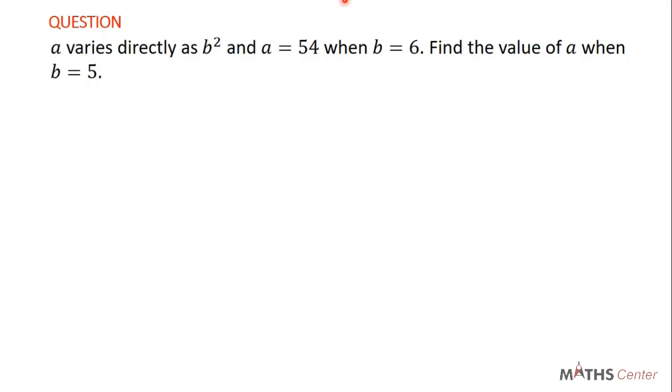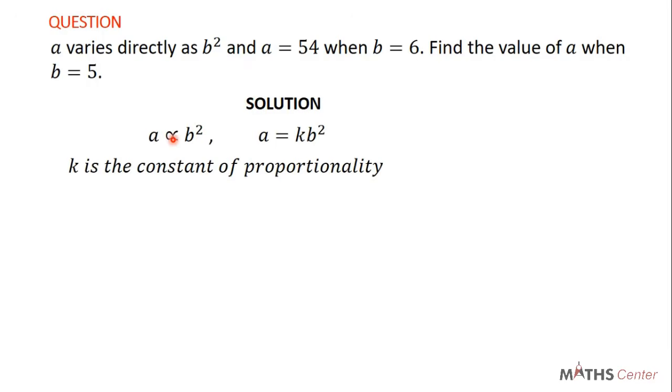So we are being told that a varies directly as b squared. What that means is that a is proportional to b squared. And in order to replace this proportionality sign with an equal to sign, we are going to introduce the constant of proportionality. Here I'm using k. Remember, you can use any letter for the constant of proportionality. So if k is the constant of proportionality, then a is equal to kb squared.